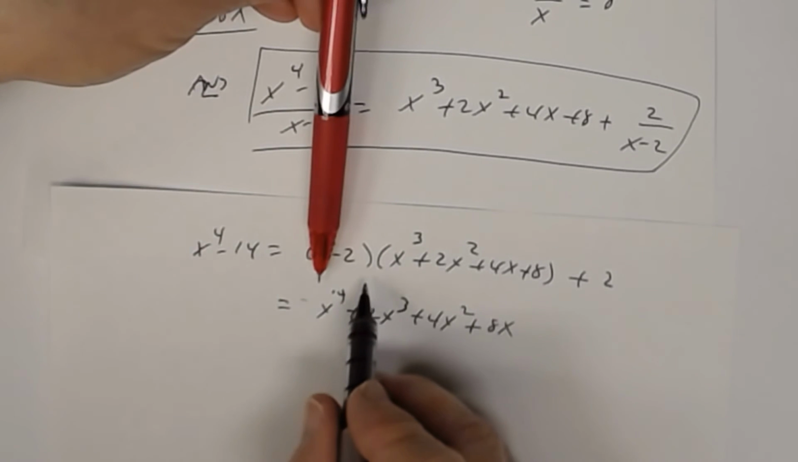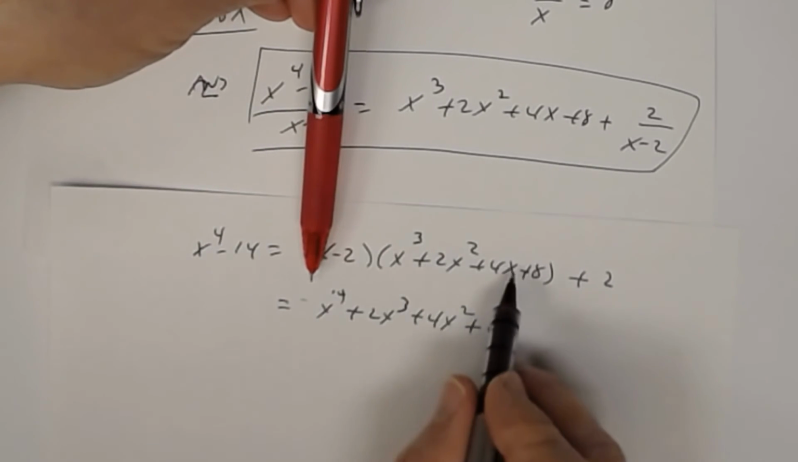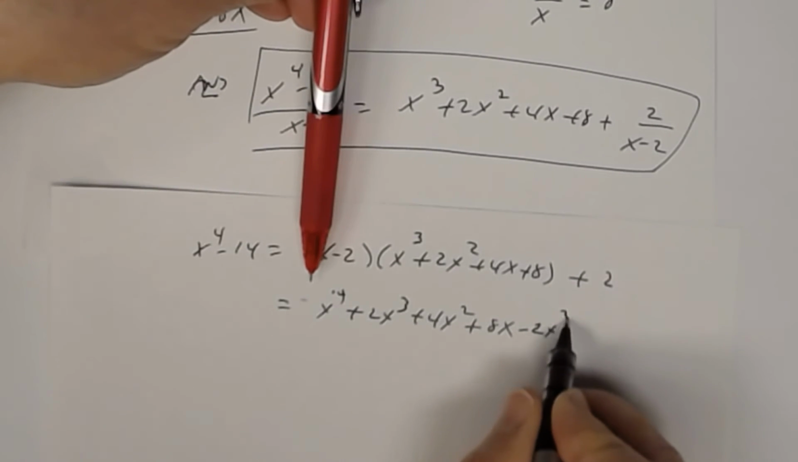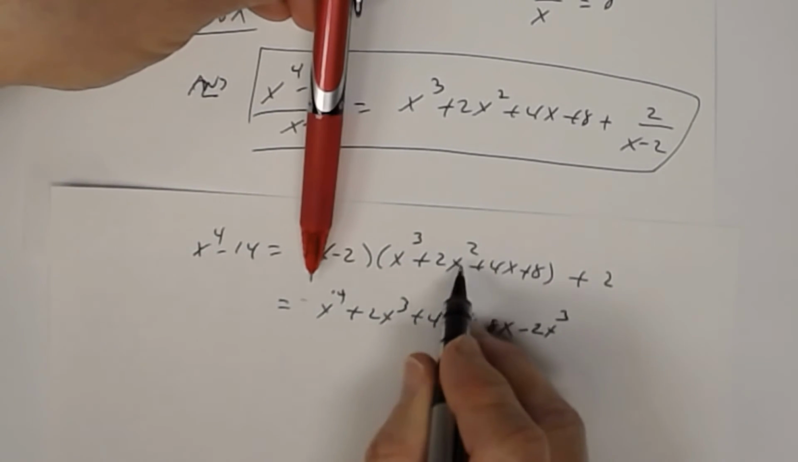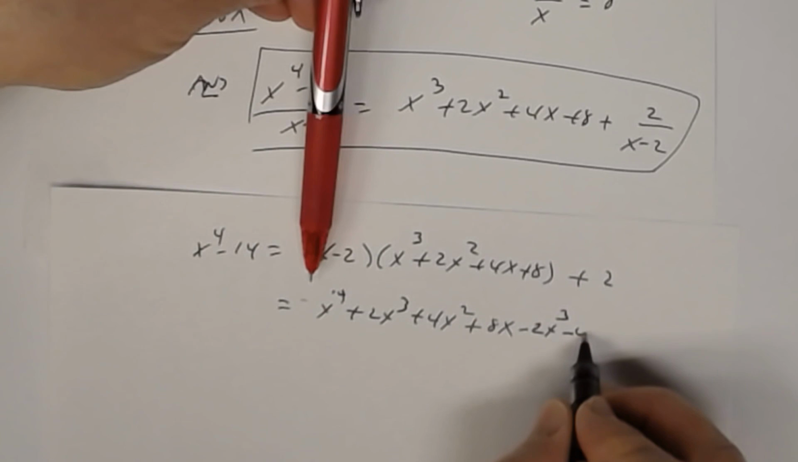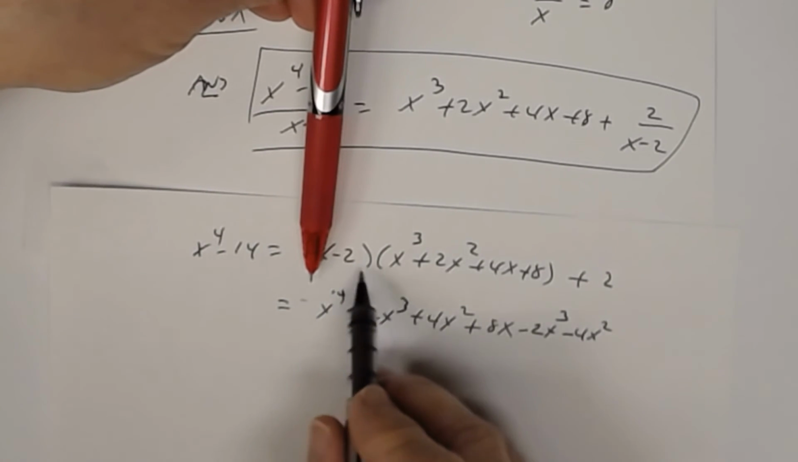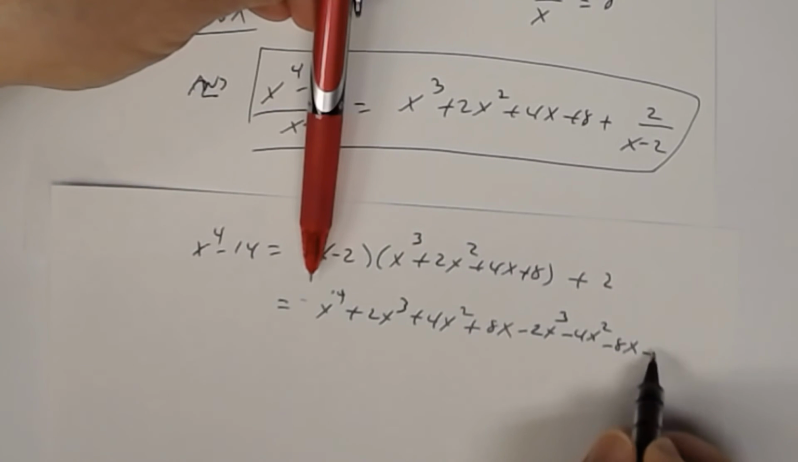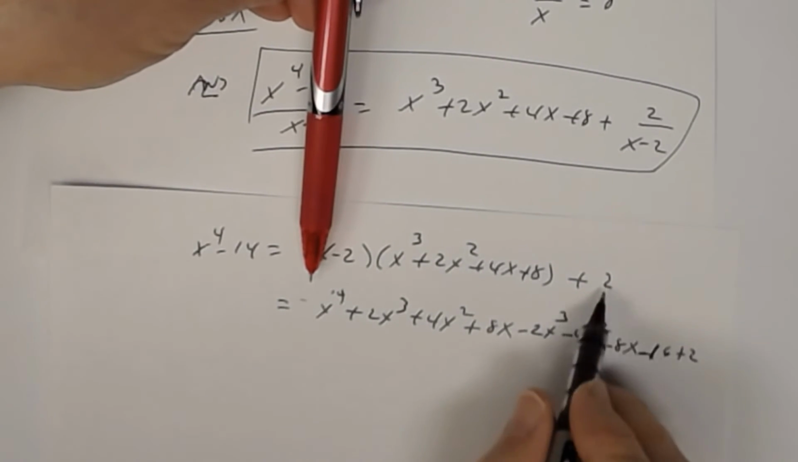Now let's do the next one. Negative 2 times all of this. So negative 2 times x cubed is negative 2x cubed. Negative 2 times a positive 2x squared is negative 4x squared. Negative 2 times 4x is negative 8x. And negative 2 times 8 is negative 16, plus 2. So negative 16 plus 2, your remainder.